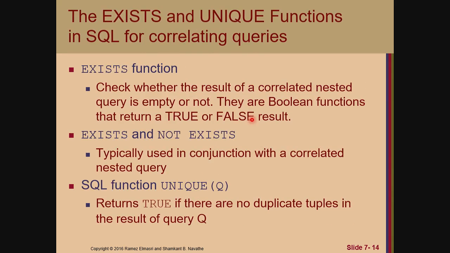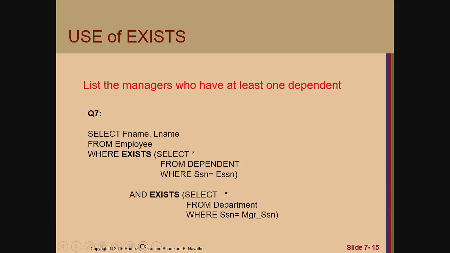Okay, so what else? Here are the EXISTS and UNIQUE functions in SQL for correlated queries. We have the EXISTS function. This one checks whether the result of a correlated nested query is empty or not. They are Boolean functions that return a true or false result. EXISTS and NOT EXISTS are typically used in conjunction with correlated nested queries.